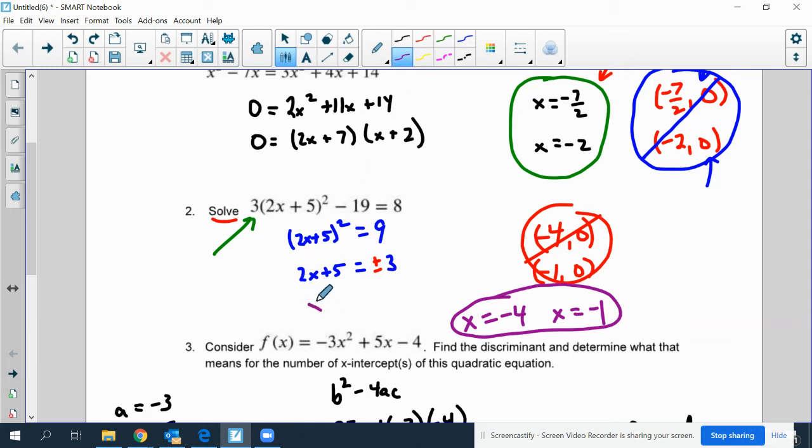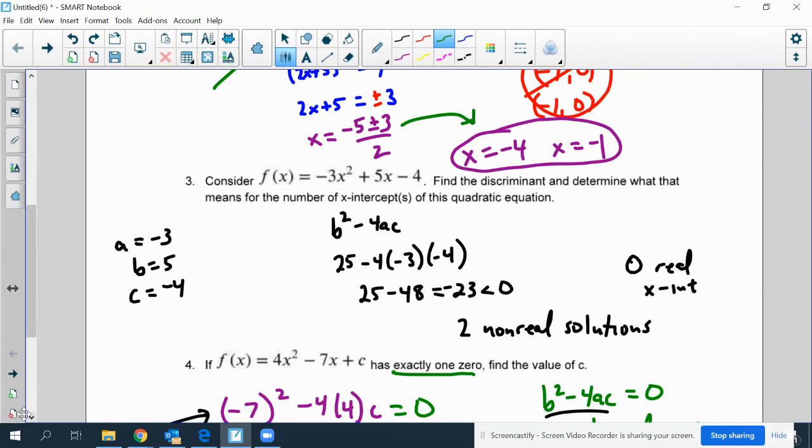Then you subtract 5 and divide by 2. So you have -5 plus or minus 3 over 2. And you should simplify this. You should end up with -4 and -1. So -8 over 2 is -4. -5 plus 3 is -2. Divided by 2 is -1.